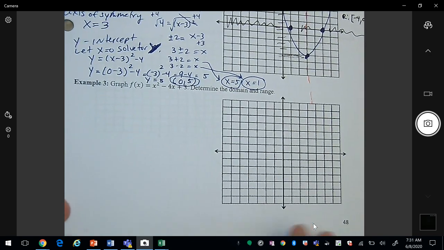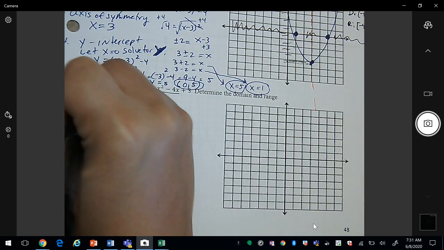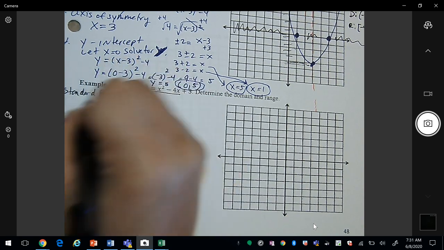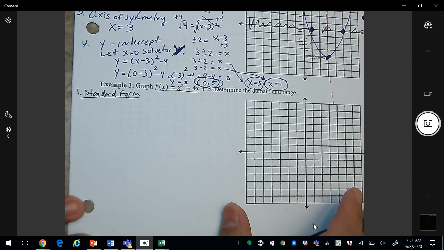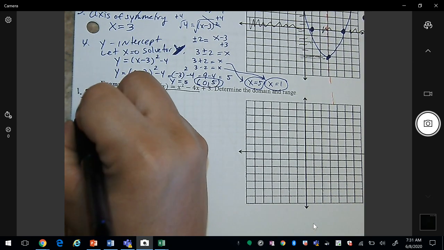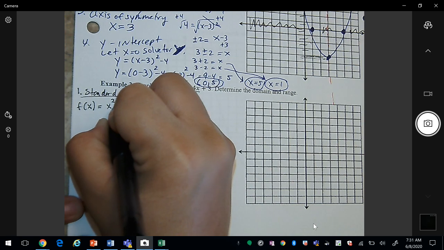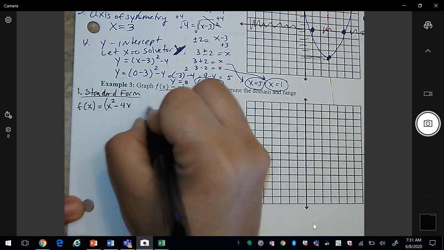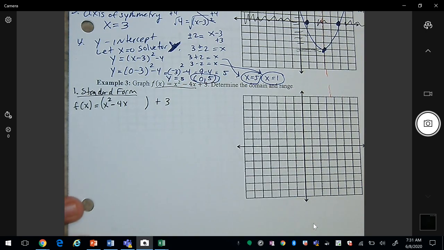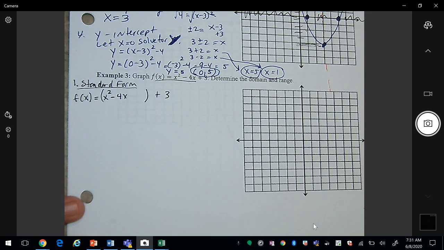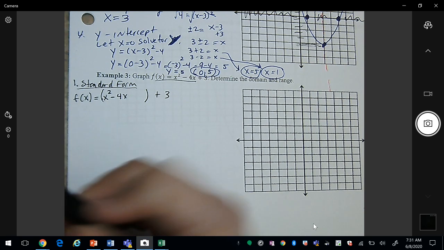Okay, so the next one, notice that it's not in standard form. So the first thing we want to do is write it in standard form. To do that, we're going to rewrite the problem a little differently. We're going to have f of x is equal to x squared minus 4x, and then I'm going to leave a little gap here, and then I have plus 3. To write in standard form, the first thing you want to make sure is that the number in front of x squared is a 1. If it's not a 1, then we're going to have to deal with that.